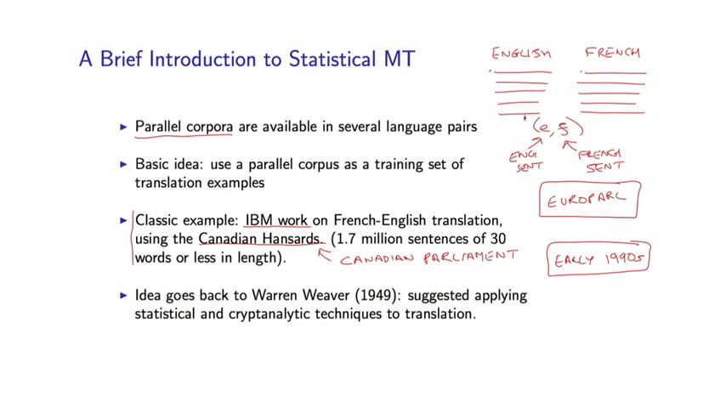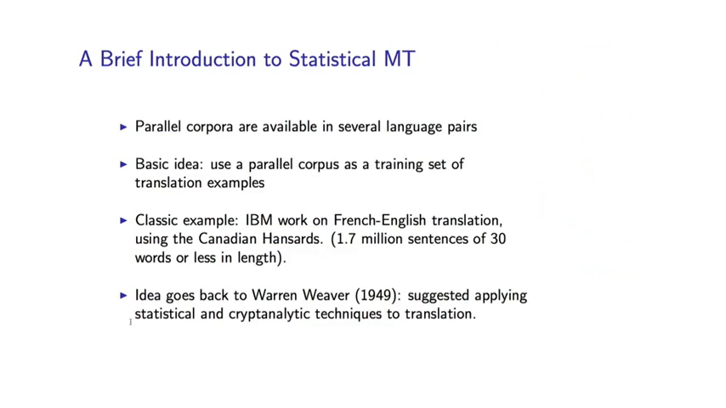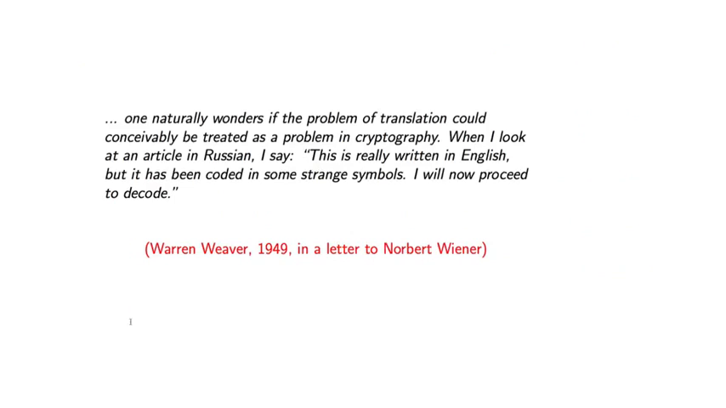The idea actually is an old one. It goes back to Warren Weaver just after the Second World War, who suggested applying statistical methods from cryptography to translation. Actually, if we go to the next slide, here's a quote from Warren Weaver in 1949 in a letter to Norbert Wiener. He was spurred on by great successes in the Second World War, where statistical methods had been used to decrypt encrypted messages.